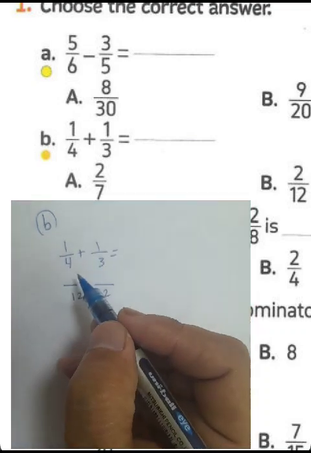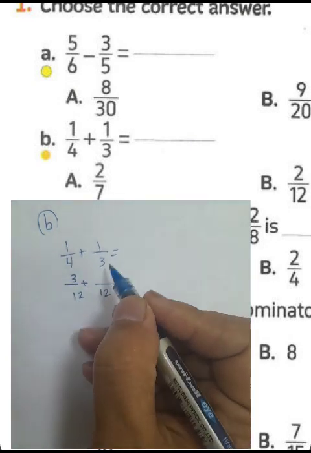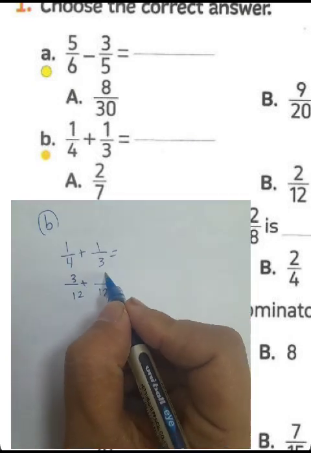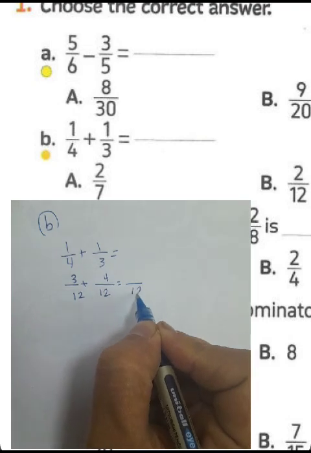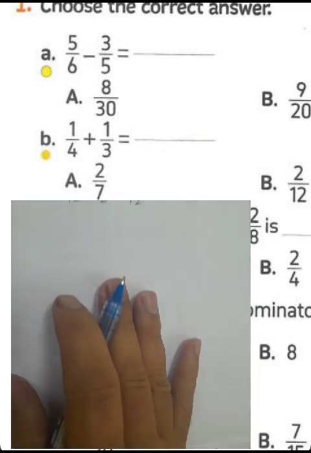Then 4 times 3 equals 12, and 3 times 1 equals 3. 3 times 4 equals 12, 1 times 4 equals 4, and then we can add them. 4 plus 3 equals 7, the result will be 7 over 12.